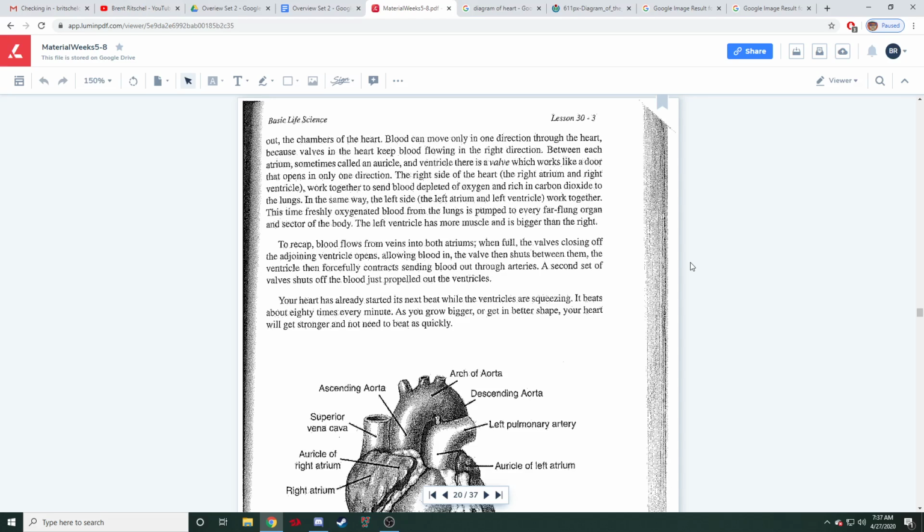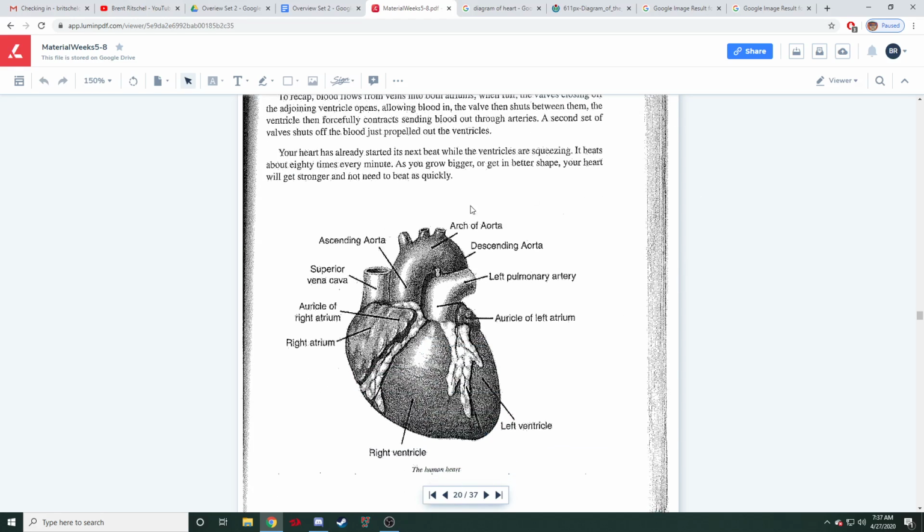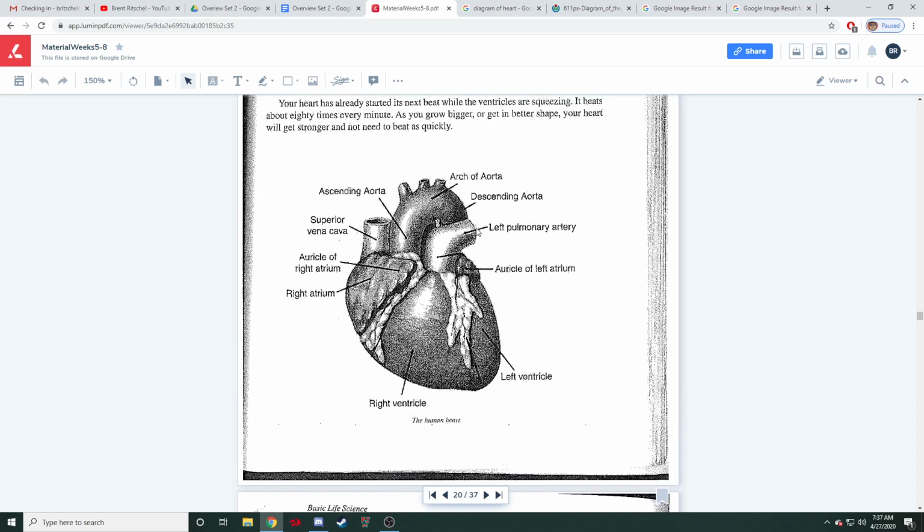Your heart has already started its next beat while the ventricles are squeezing. It beats about 80 times every minute. As you grow bigger or get in better shape, your heart will get stronger and not need to beat as quickly. Here we have a full diagram of the heart. Check it out, it's pretty cool.